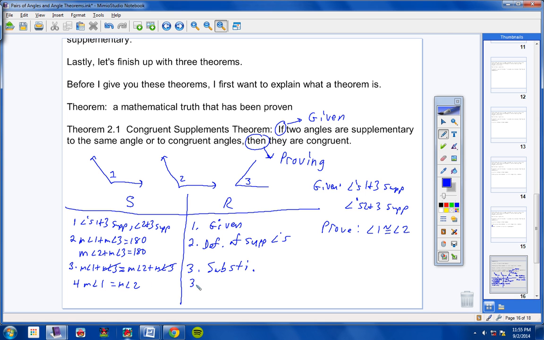Now what property is that called? That's called the subtraction property of equality. But subtraction property is good enough. And then lastly, we're just one step away.